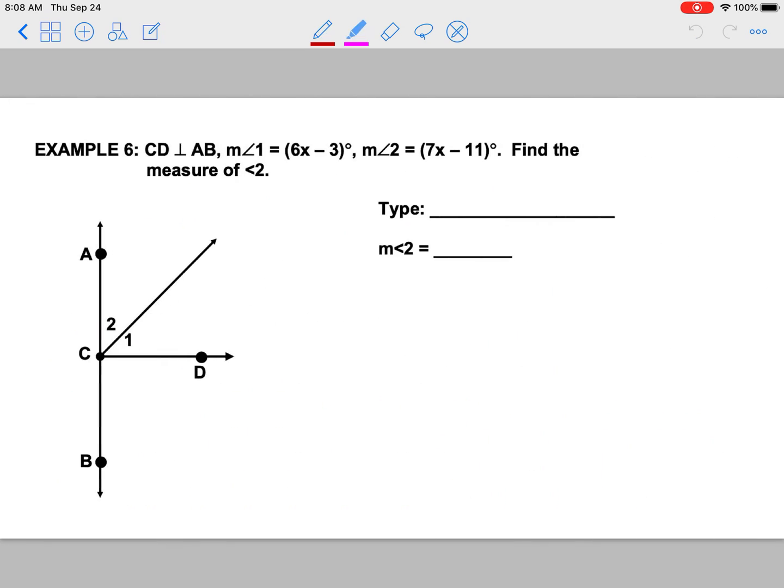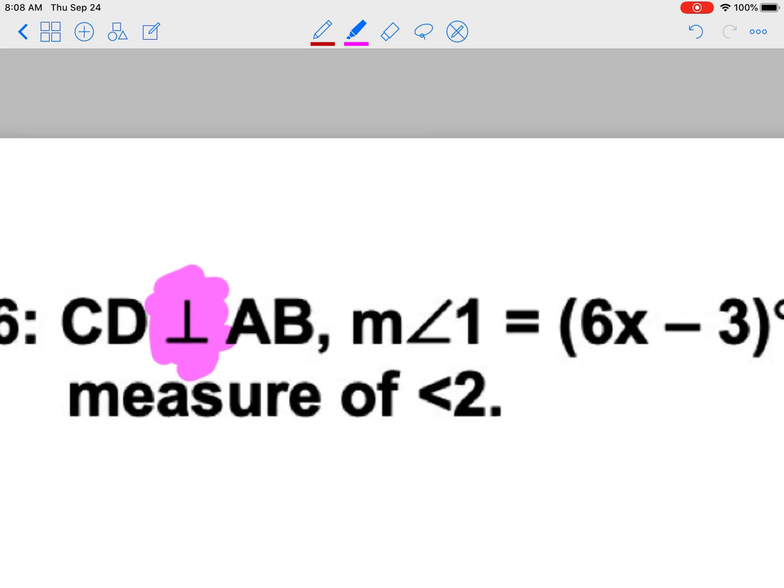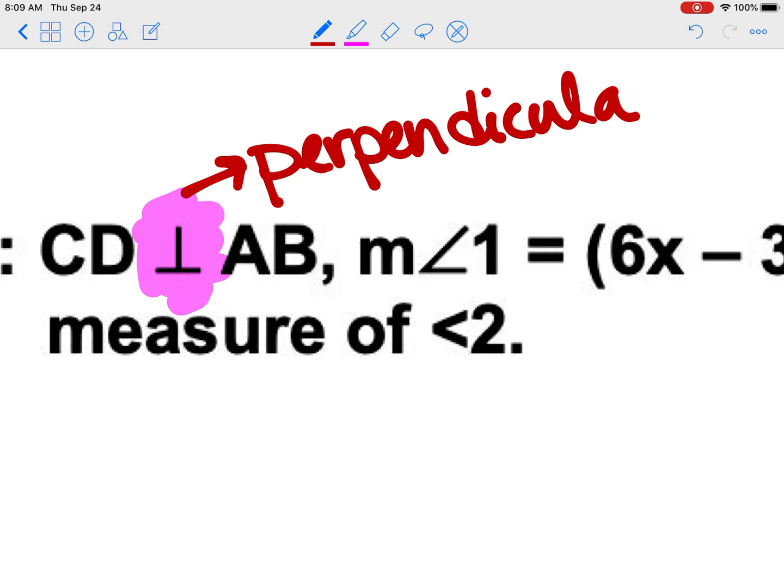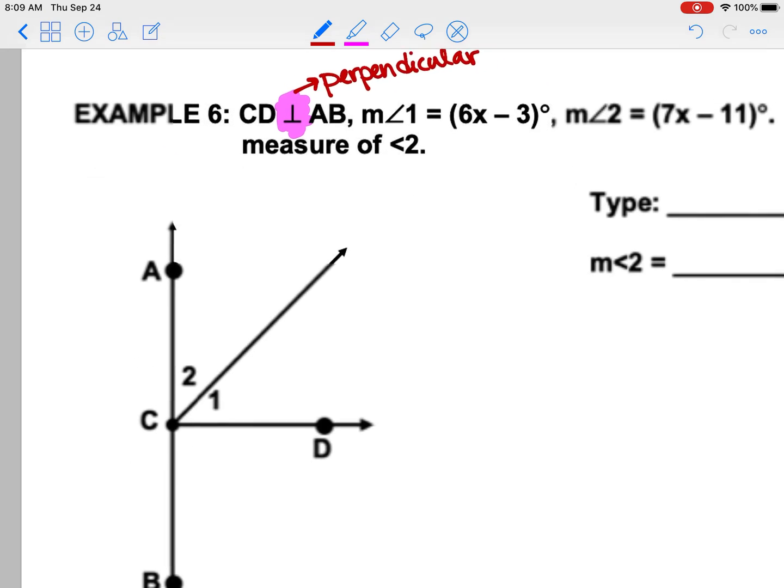Now, let's look at this one. Here's a symbol here that we haven't talked about yet. But we really have, because in the very first problem we talked about the word perpendicular, and this is the symbol for perpendicular. So go ahead and stick that in your notes so that you remember what that symbol stands for. And from here on out, you don't have to write out the word perpendicular. You can use that symbol.